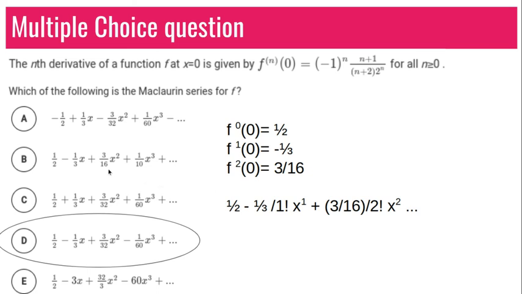B would be the answer if you forgot to divide by the 2 factorial, which again is a common mistake. But if you're using the definition of a Taylor series, you need to make sure you do that. Okay, so if you want to move on to the next video, we can do the next example.